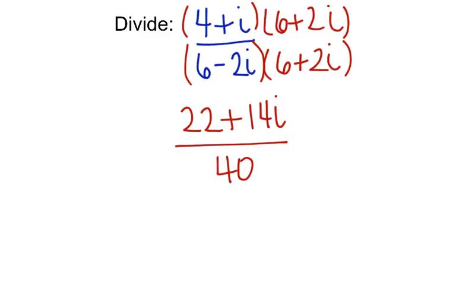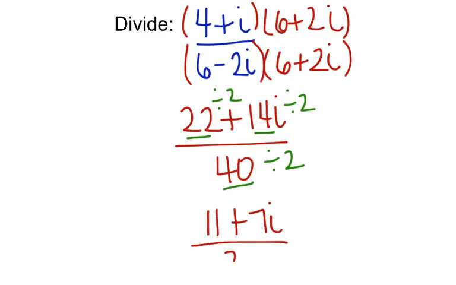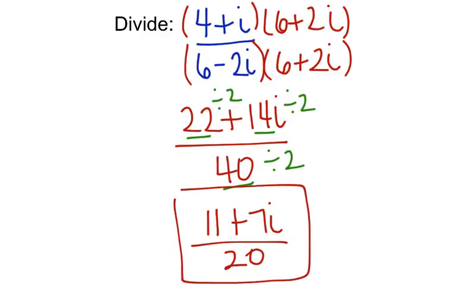Now I might be done here, but I have to stop and check to see if all of my coefficients have a factor in common. I can simplify further. In this case, 22, 14, and 40 all have a 2 in common. So I'm going to go ahead and divide all of them by 2. So this would now look like 11 plus 7i over 20. And at this point, they no longer have anything in common. So that's my final answer.